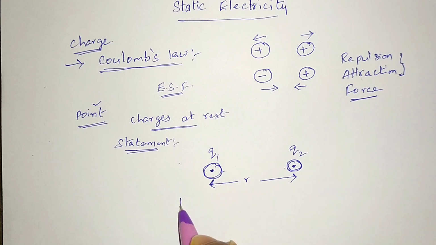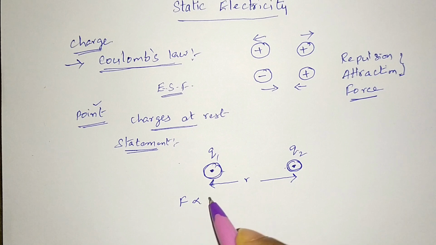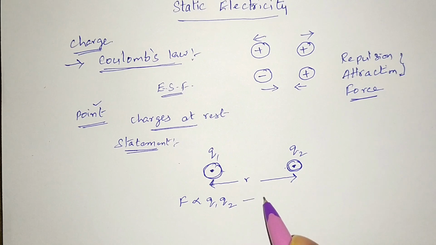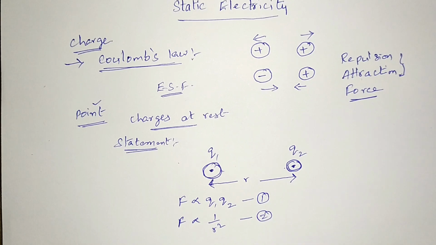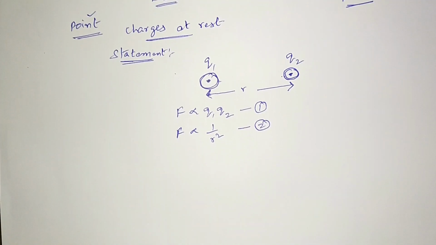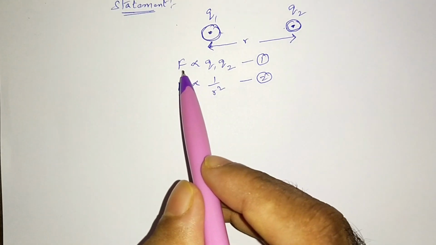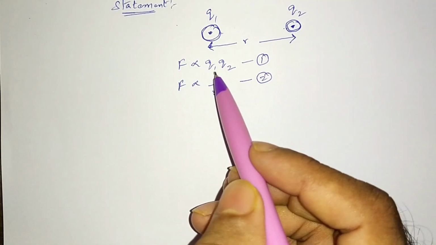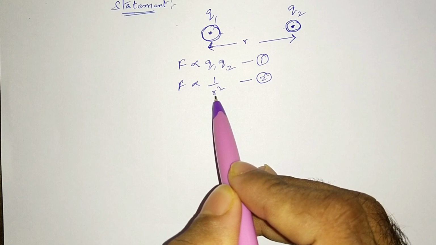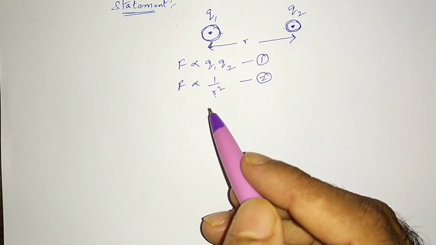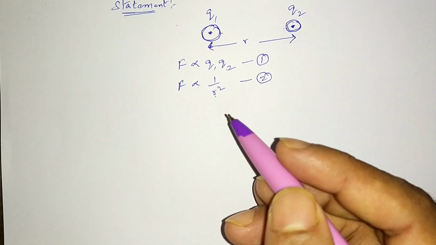The attraction or repulsion force F is directly proportional to the product of the two charges, Q1 into Q2. This is the first one. And the electrostatic force, attraction or repulsion, is inversely proportional to the square of the distance between them. This I am taking as equation 2. So this is Coulomb's law statement: the force of attraction or repulsion between two charges is directly proportional to the product of their charges and inversely proportional to the square of the distance between them. It is also called the inverse square law.